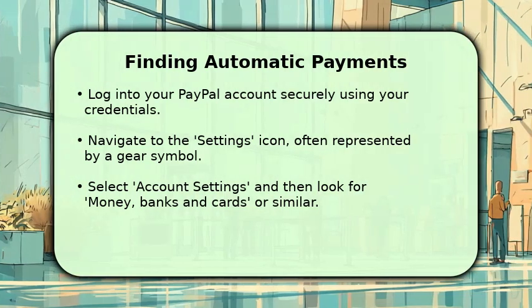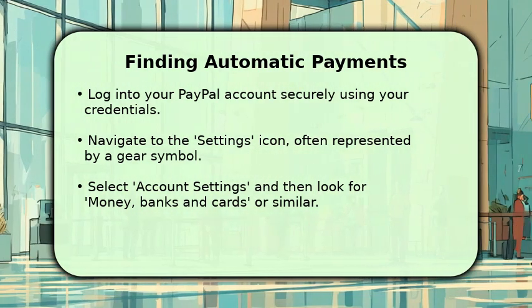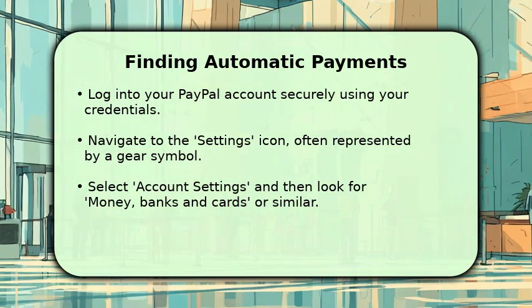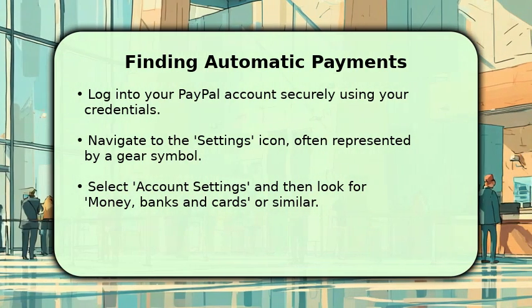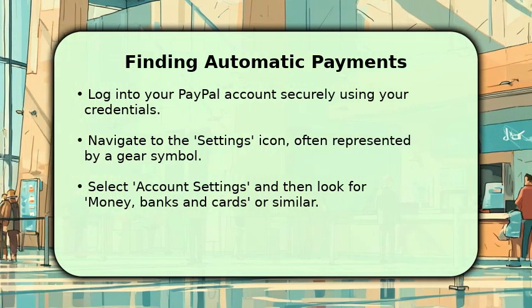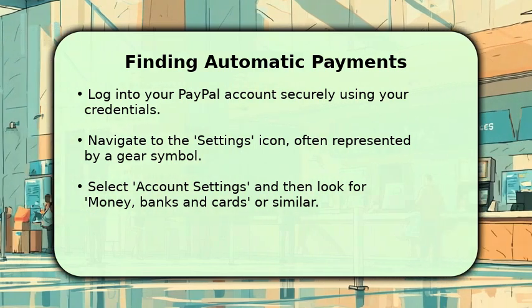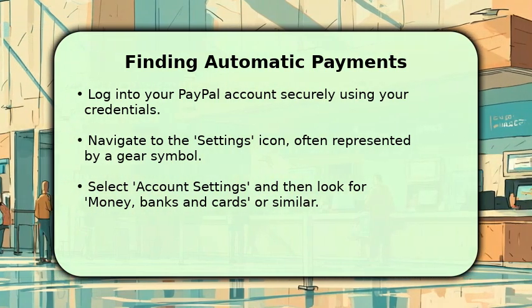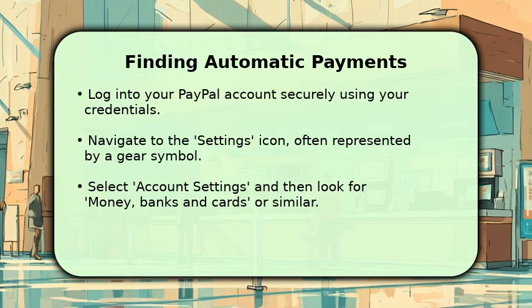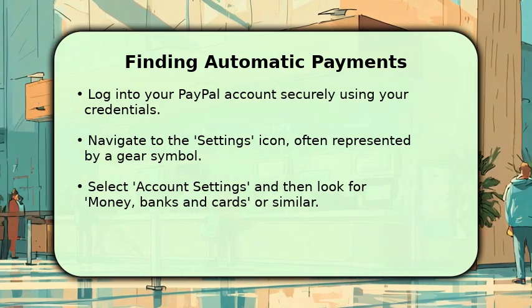Once you have logged into your PayPal account, your first step is to locate the settings icon, which looks like a small gear, usually found in the upper right corner of your screen. From there, select Account Settings and then click on Money, Banks, and Cards. This section provides options related to your payment methods. Finally, look for and select Set Automatic Payments to see all your active subscriptions and recurring charges.